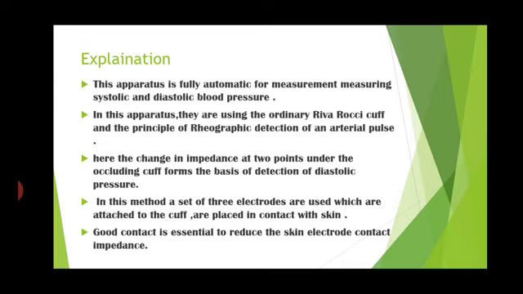In this apparatus, they use the ordinary Riva-Rocci cuff and the principle of rheographic detection of the arterial pulse. Here the change in impedance at two points under the occluding cuff forms the basis of detection of the diastolic pressure. In this method, a set of 3 electrodes attached to the cuff are placed in contact with the skin. Good contact is essential to reduce the skin electrode contact impedance.